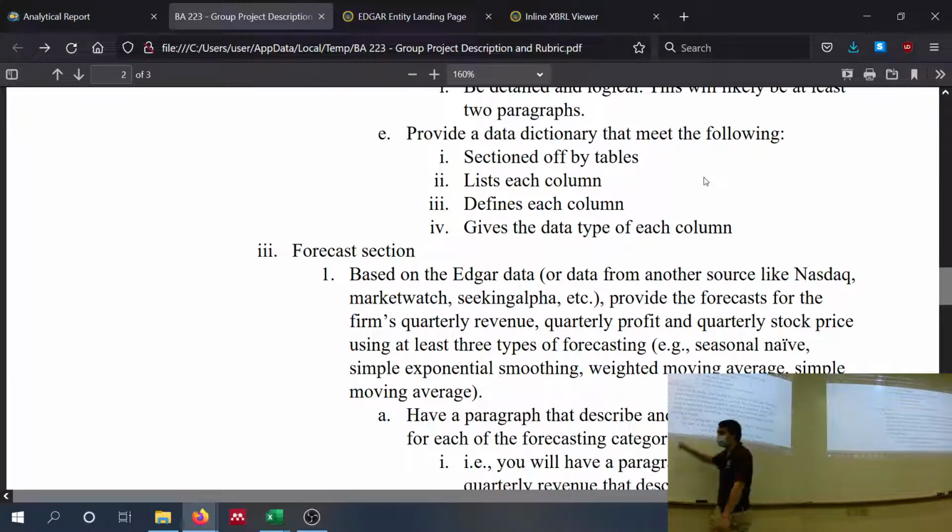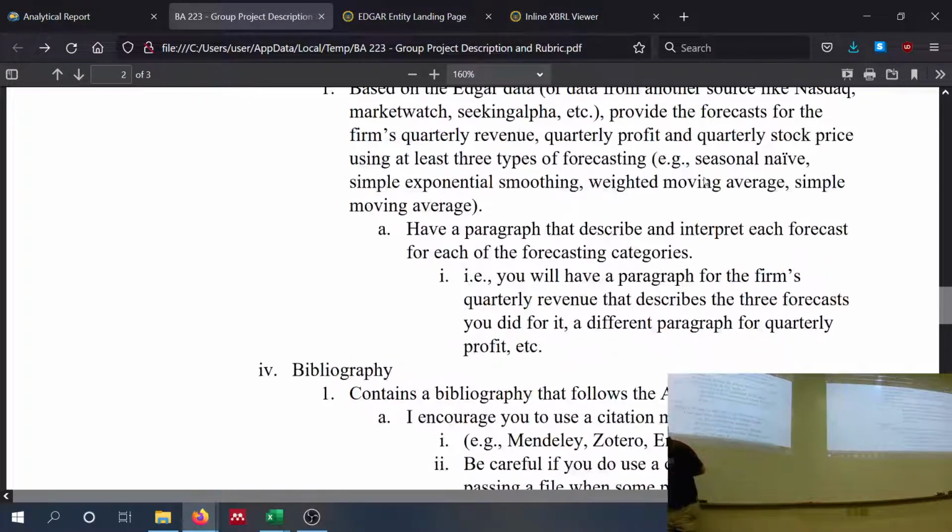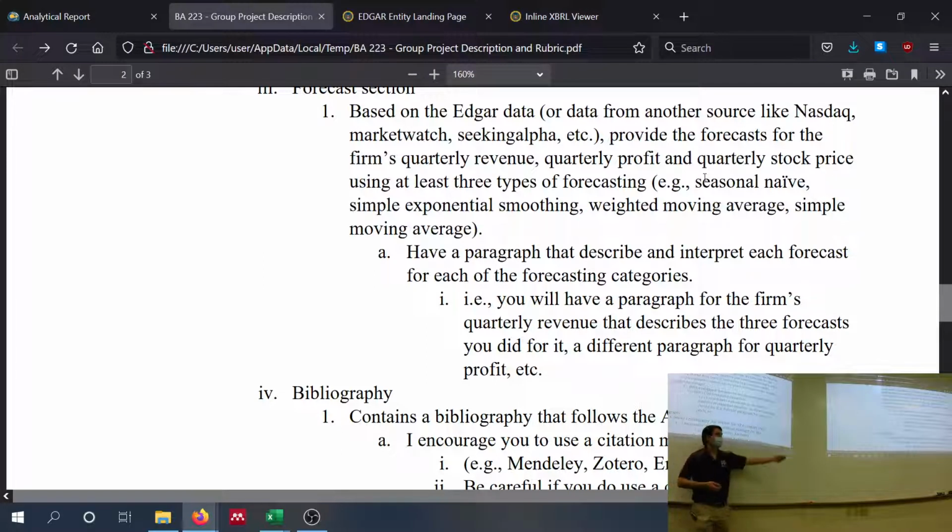Forecast. So like I say, you've got a lot of flexibility here. You can use lots of different sources for this. I'm not limiting your sources where you acquire the financial information. Make sure you're using quarterly data for quarterly forecast. Okay. Quarterly profit, quarterly stock price, quarterly revenue. So don't use annual data for this. Does that make sense?